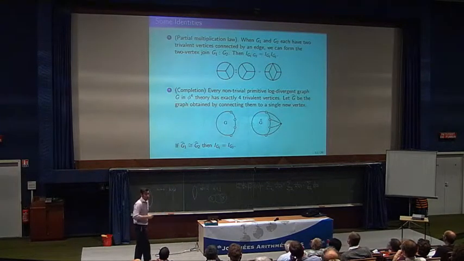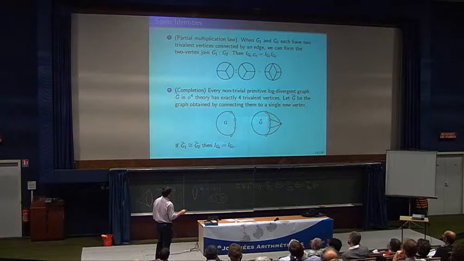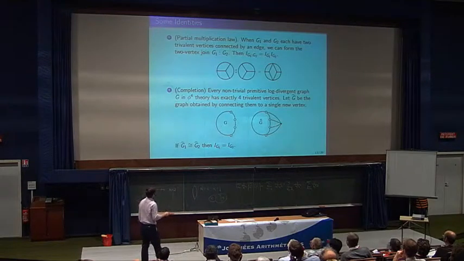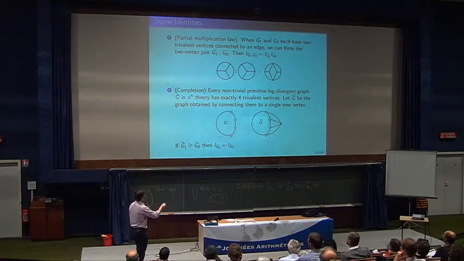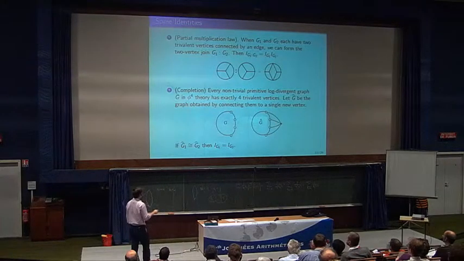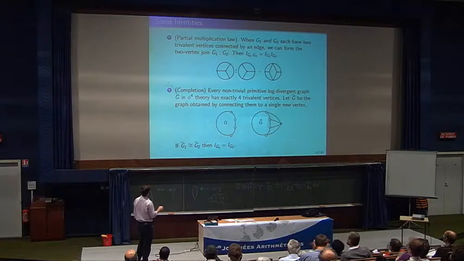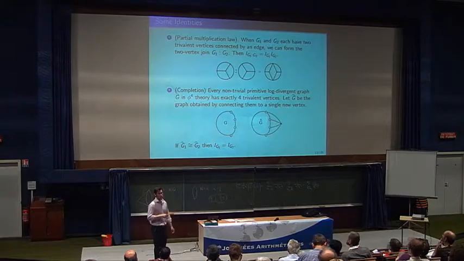So what we can do then is define its completion, G hat, which is the graph obtained by adding a new vertex and connecting it by a single edge to all the 4 trivalent vertices. So here in this picture, the white blobs represent the trivalent vertices. They're not necessarily connected by edges. That's just a completely schematic picture. This holds for every possible graph in our theory. We always get its completion. And then the theorem is that if 2 different graphs have the same completion, then their amplitudes are the same.